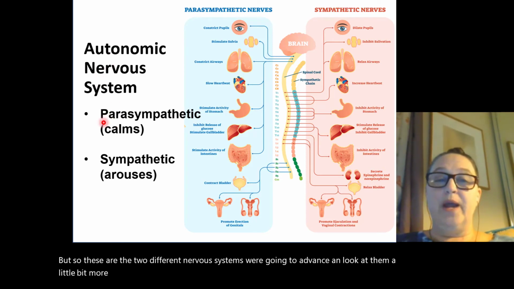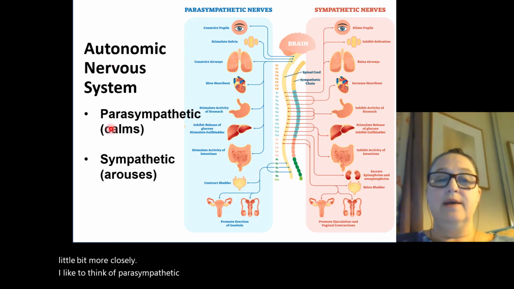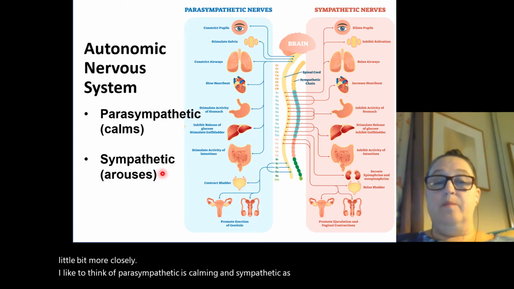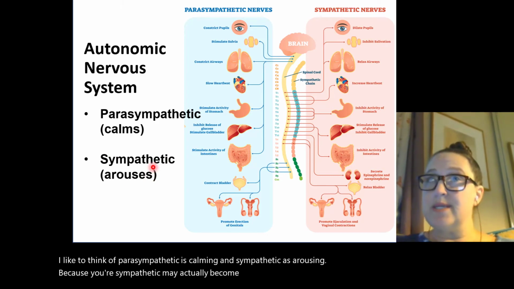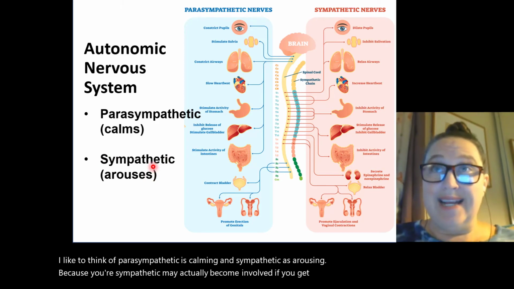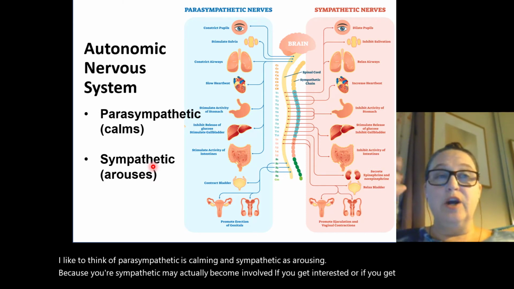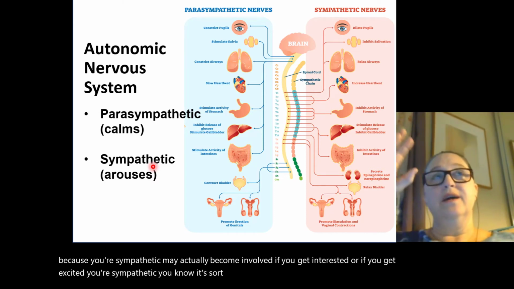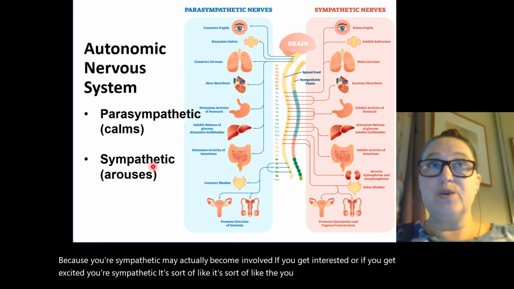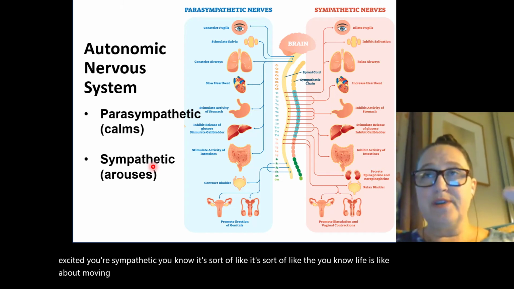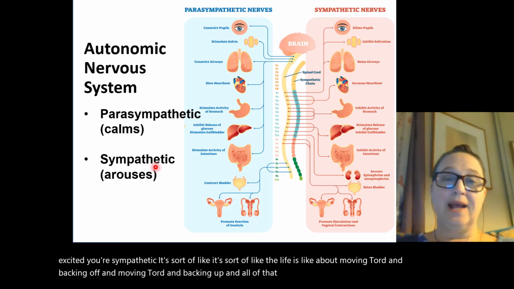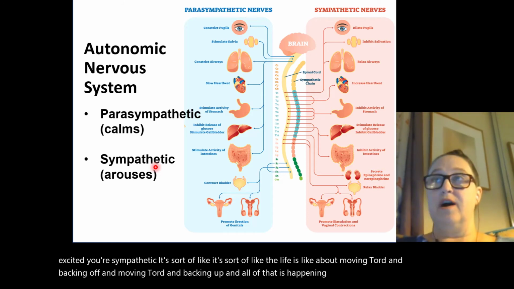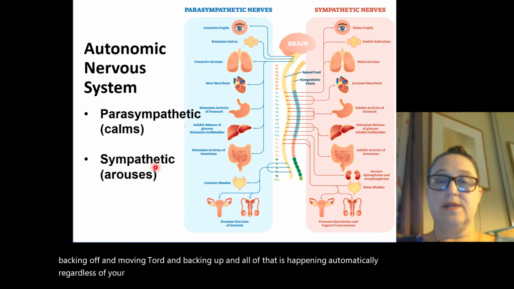I like to think of parasympathetic as calming and sympathetic as arousing, because your sympathetic may actually become involved if you get interested or if you get excited. Life is about moving toward and backing off, moving toward and backing off. And all of that is happening automatically, regardless of your conscious choices.